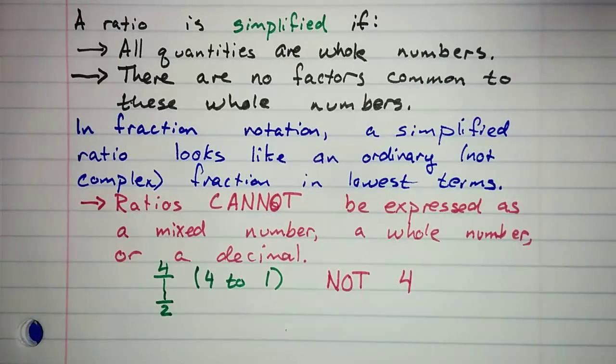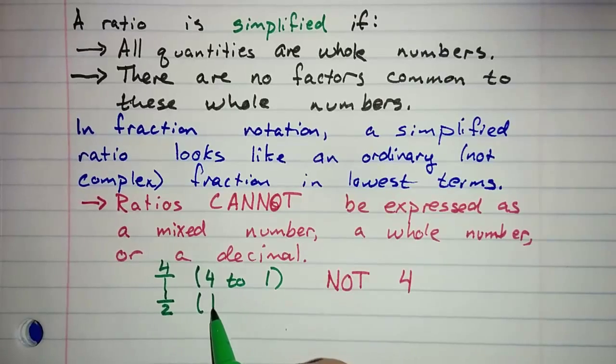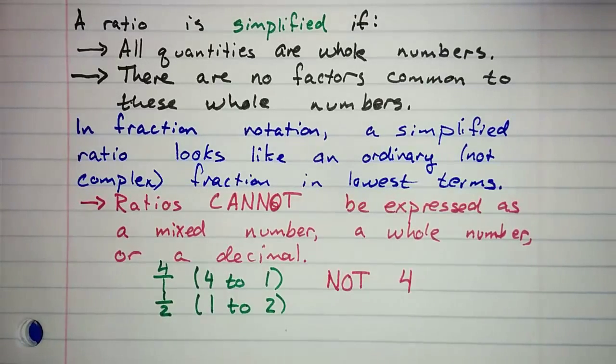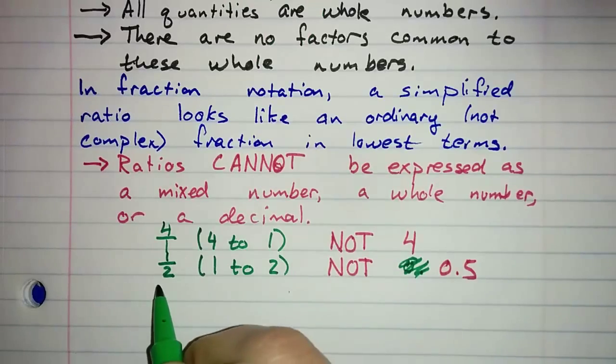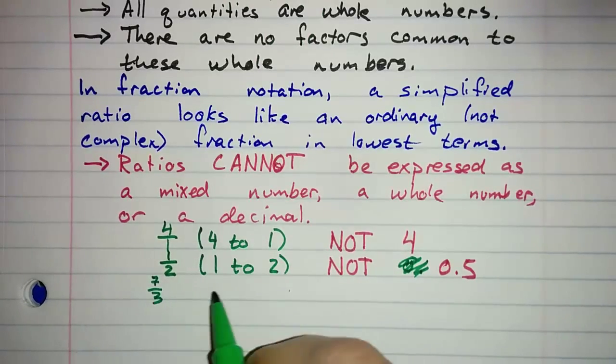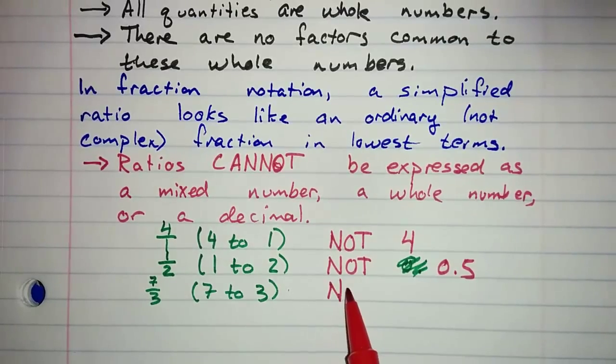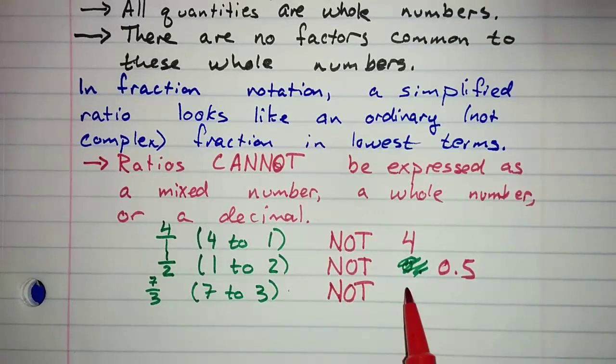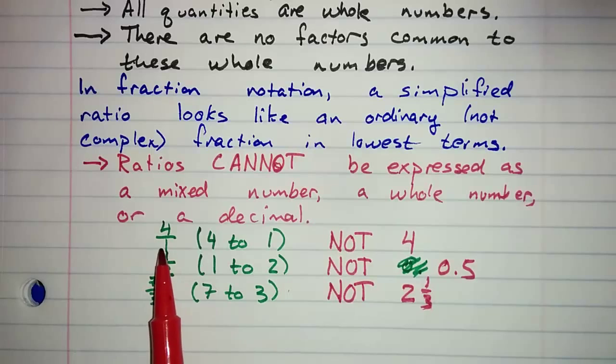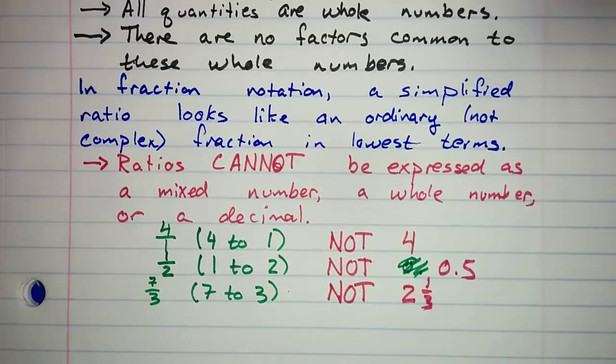Similarly, if we have the ratio 1:2, we can't express that as the decimal 0.5. If we have the ratio 7:3, we cannot express that as the mixed number 2 1/3. If we regard each of these expressions as a fraction, then yeah, 4 wholes is 4, 1/2 is 0.5, 7/3 is 2 1/3.